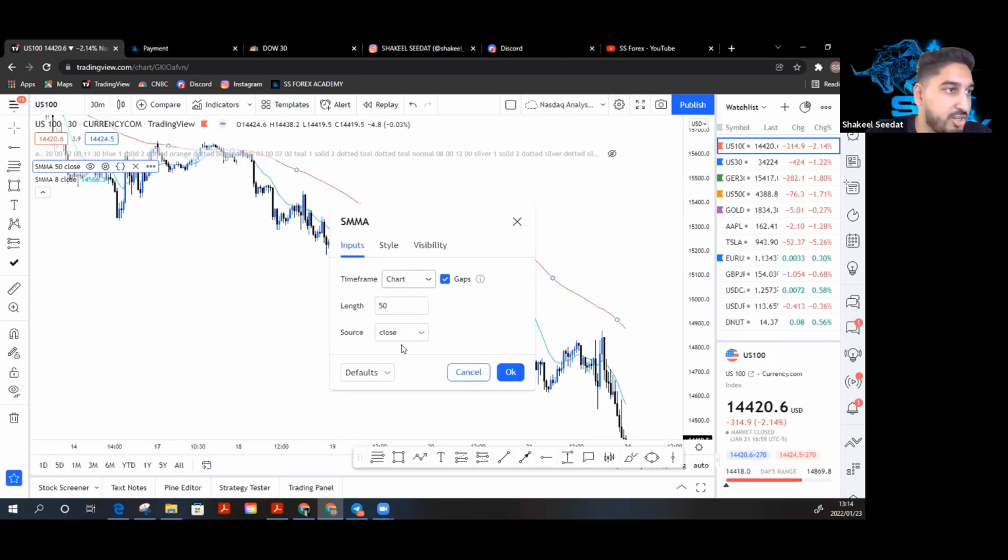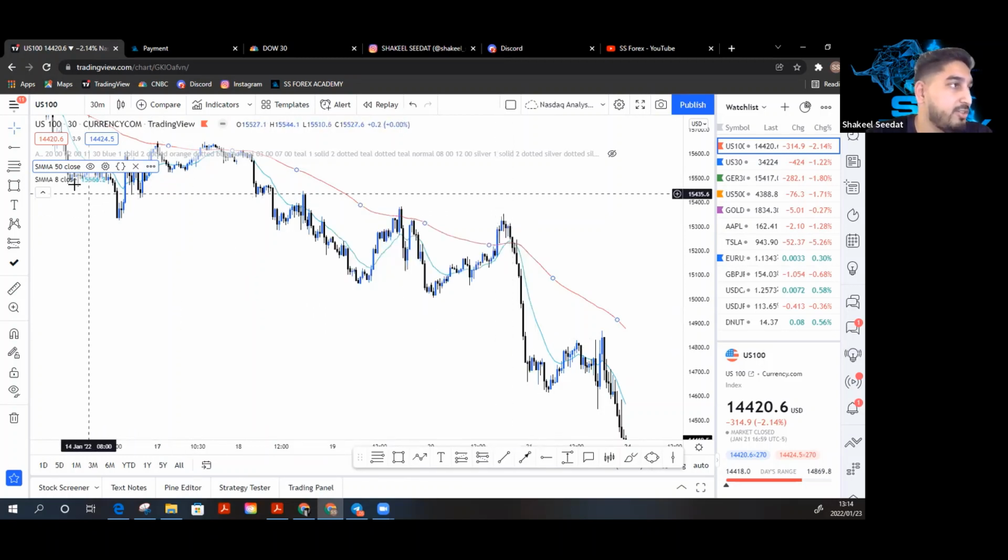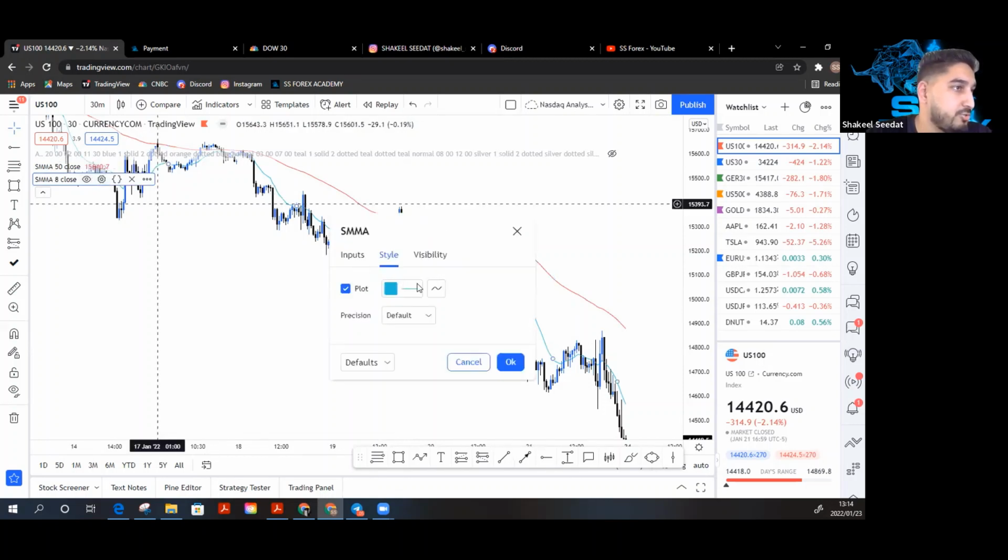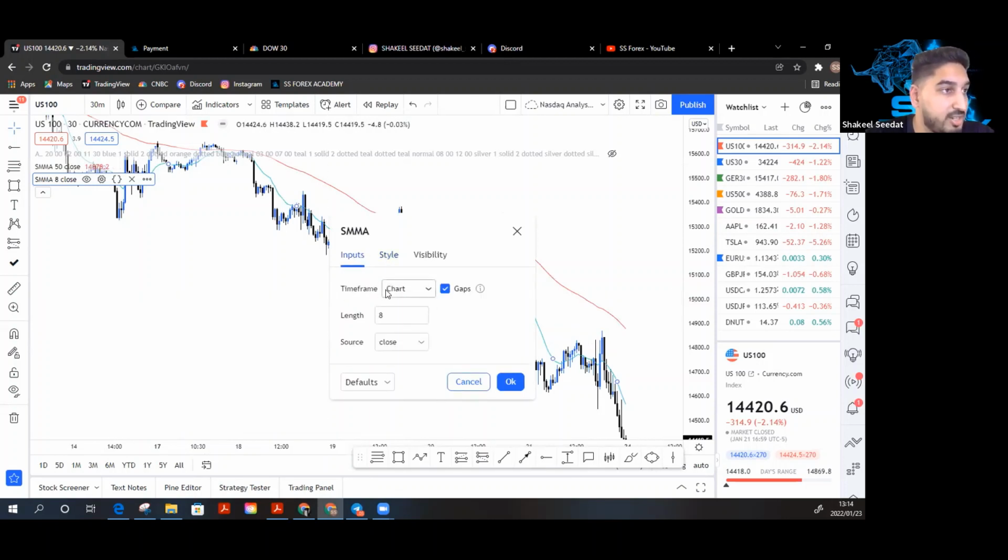You'll have it as is chart, and your source needs to be closed, right? Your style, you can use that. Put your 50 in red, and then your next smooth moving average is your 8. So you're going to set that as blue. But the colors don't really matter, just whatever you prefer. Then time frame is chart, length will be the 8, and then source is closed, right?